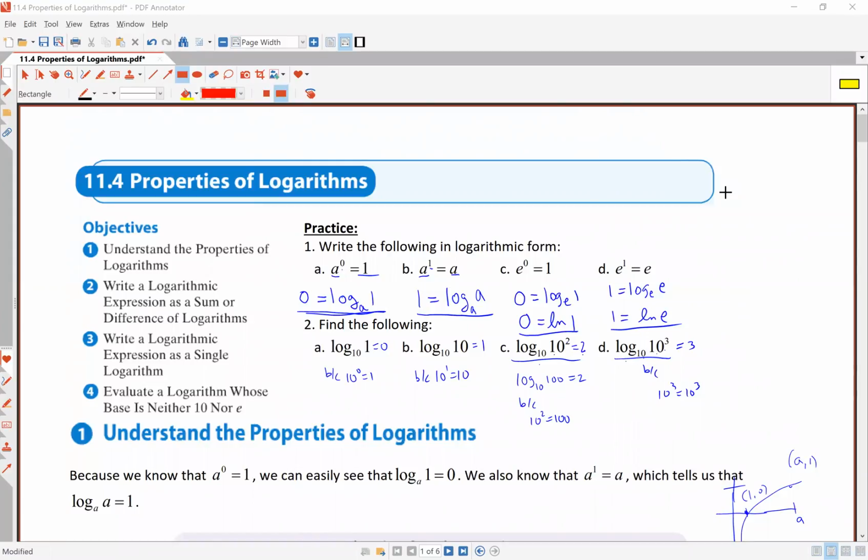This video covers section 11.4, properties of logarithms. Objective 2: write a logarithmic expression as a sum or difference of logs.